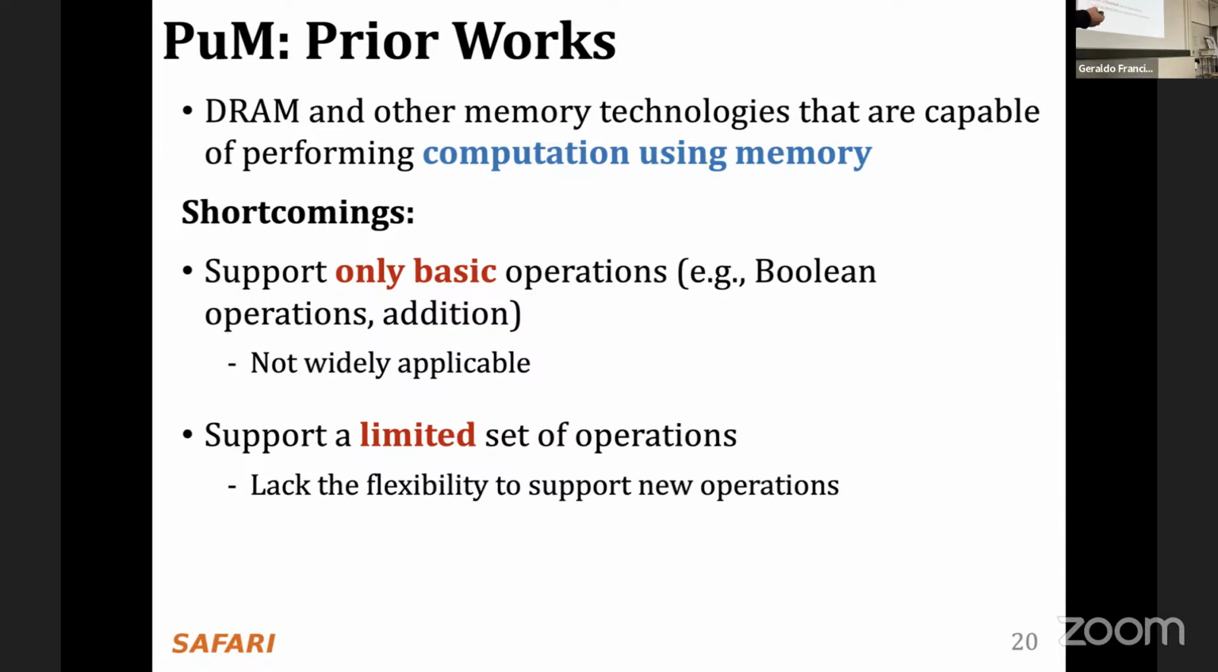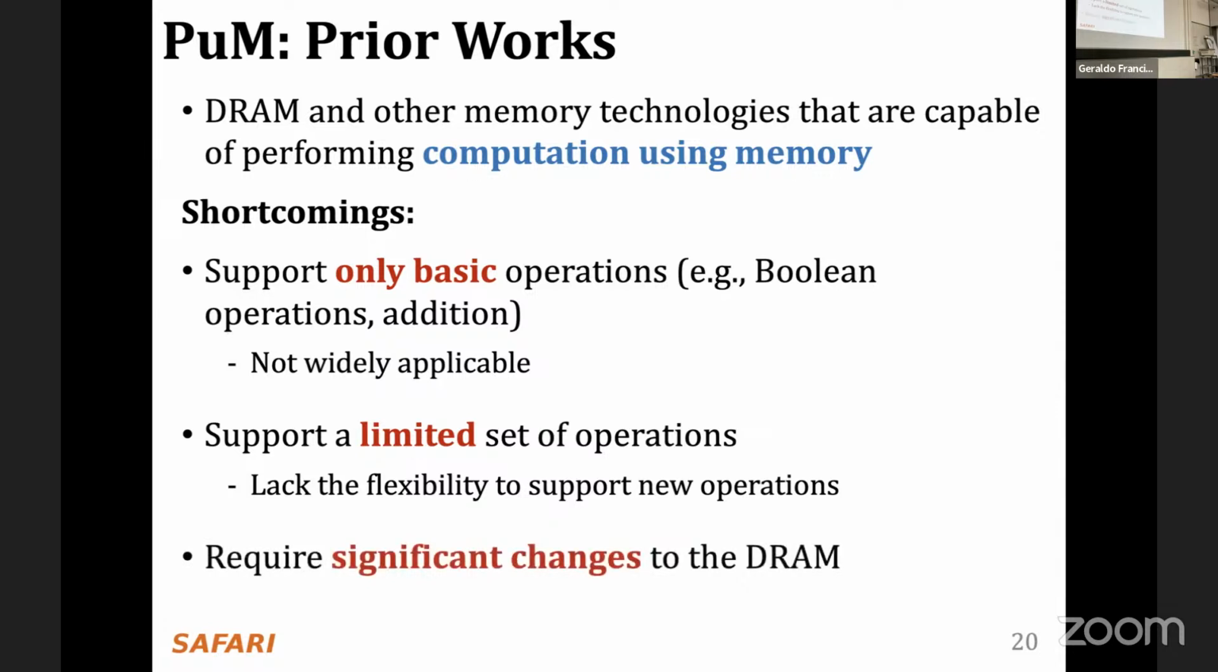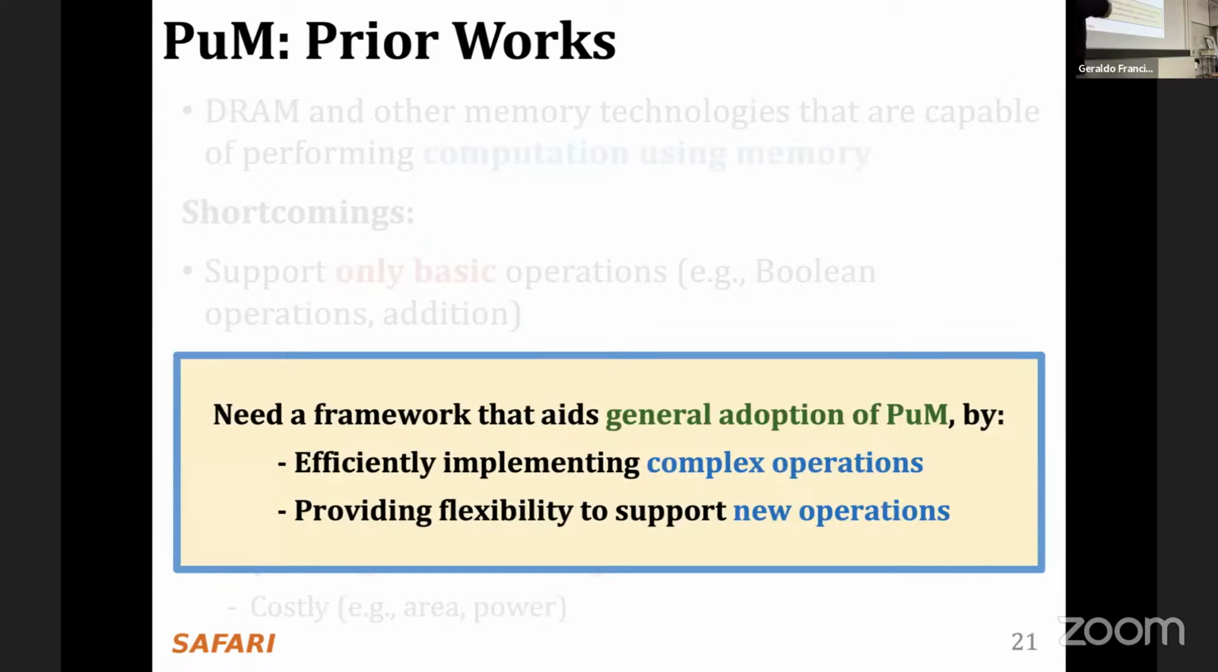So if you want to do, for example, a multiplication or a division, there is no protocol to do so in DRAM. There were a few prior works that proposed some changes inside the DRAM array, so you can implement a few operations like addition, but those changes are quite costly.